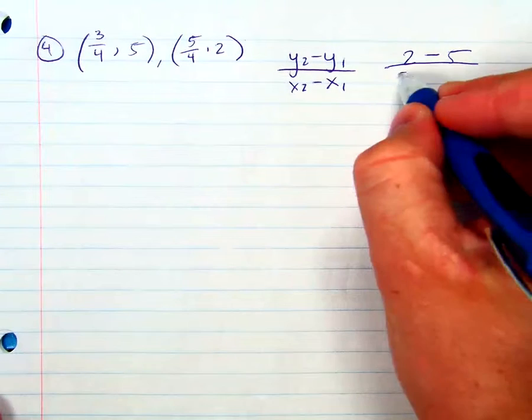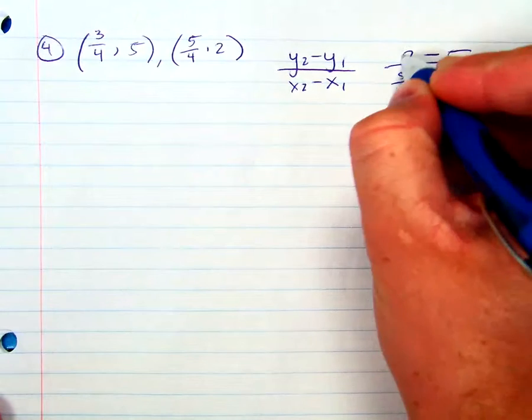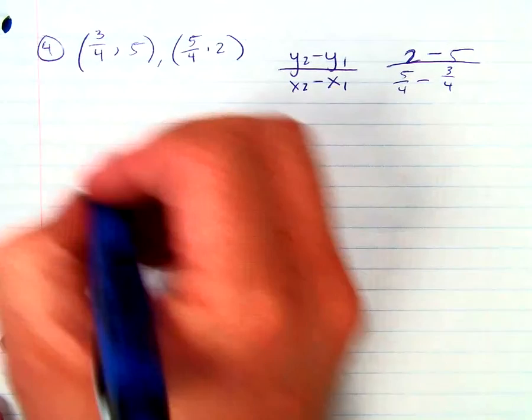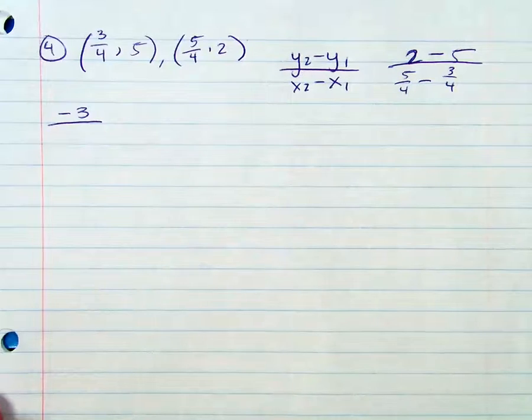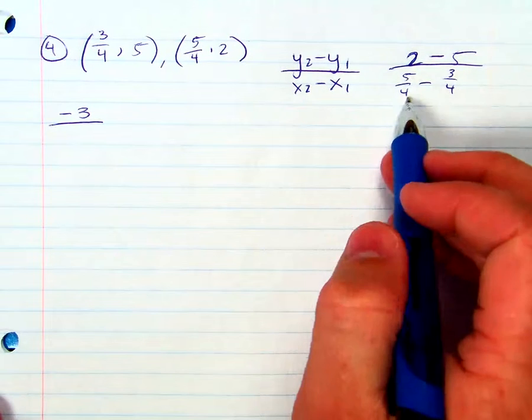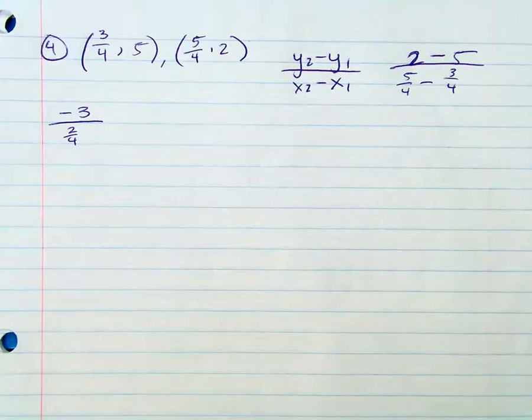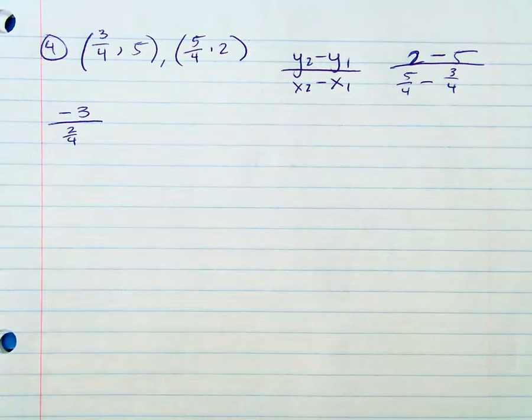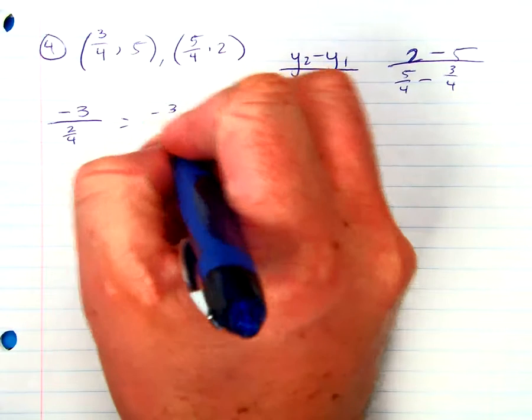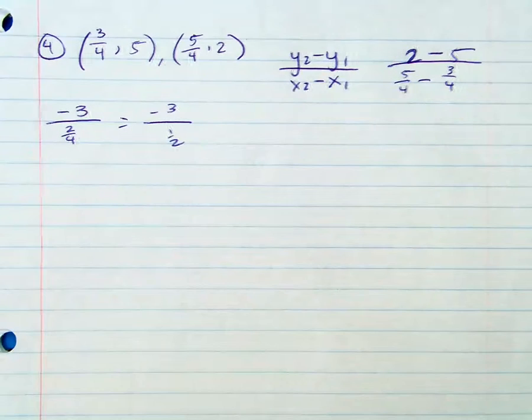x2 was 5/4, minus x1 was 3/4. And it should be a pretty easy thing to subtract. 2 minus 5 should give me negative 3. 5/4 minus 3/4 should give me 2/4. I can reduce that. What's 2/4? It's 1/2. So this is negative 3 over 1/2.